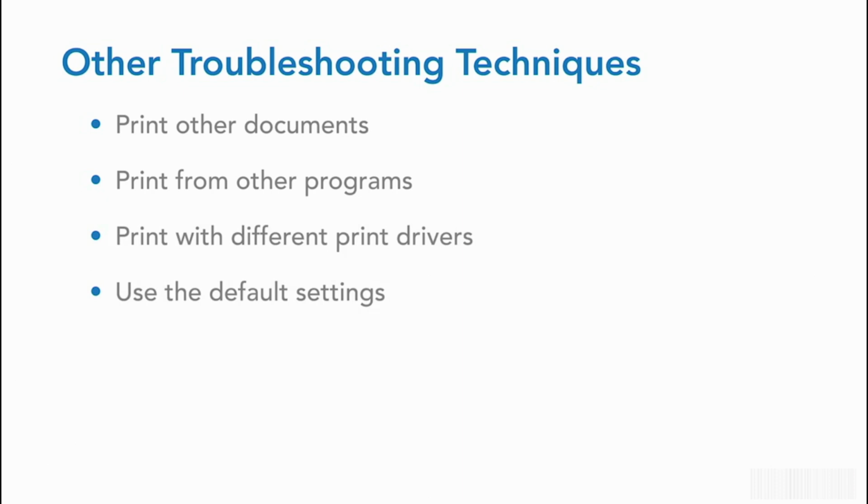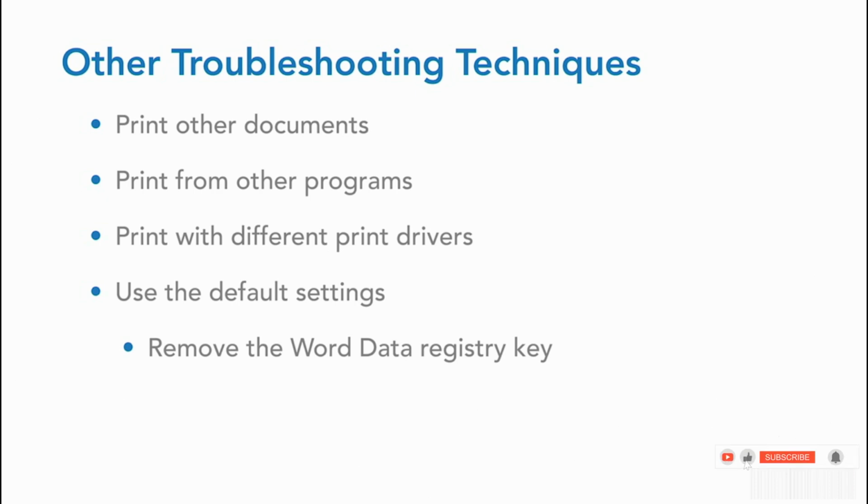You'll also want to use the default settings, and to do that you'll need to remove the Word data registry key. I showed you how to do that in a previous video. Refer back to that one, but please make sure you back up that key first. And finally, test to see if there's other issues occurring within the operating system itself. Following these quick tips and tricks, you should be able to resolve your printing issue.